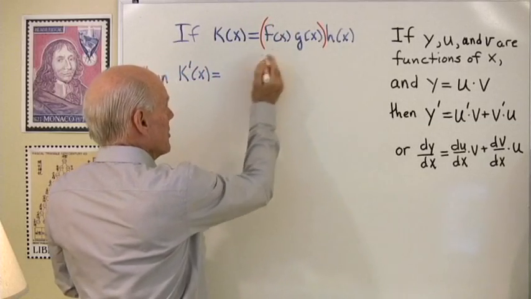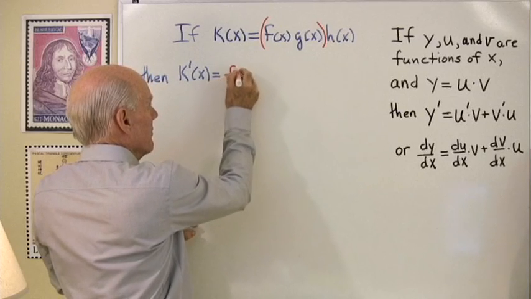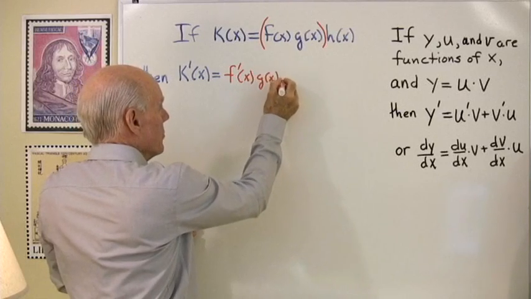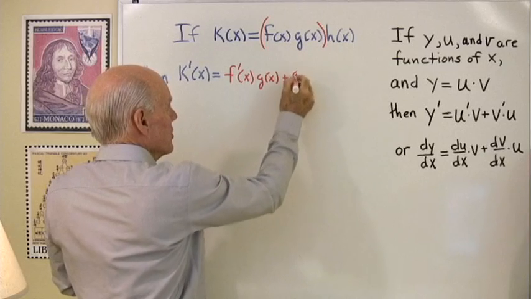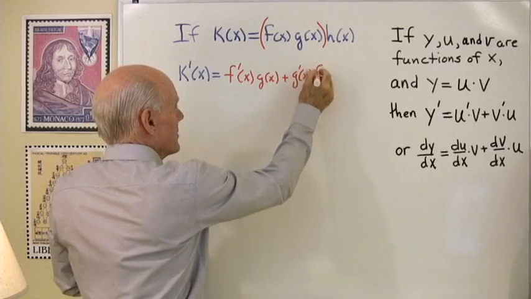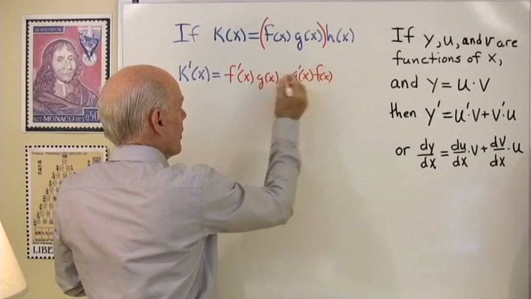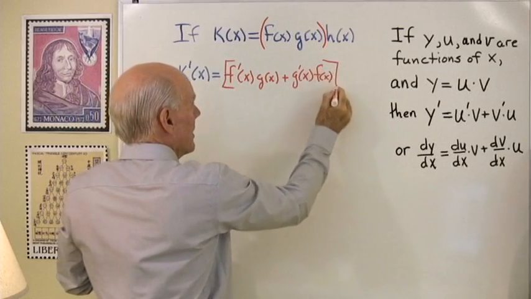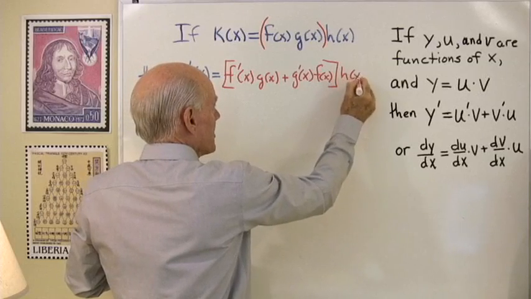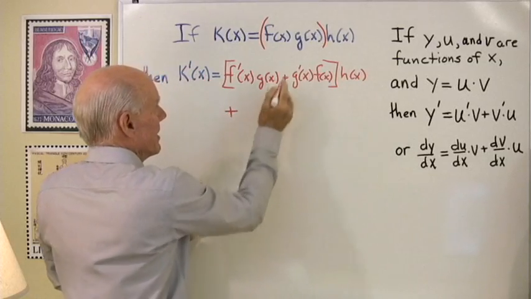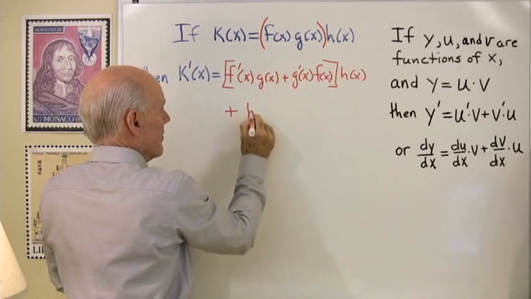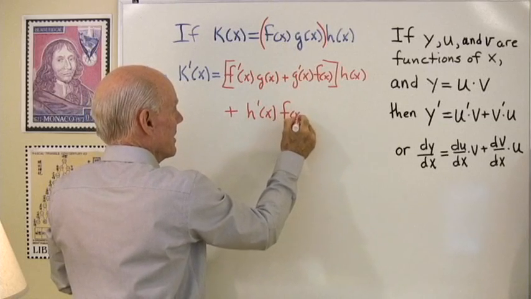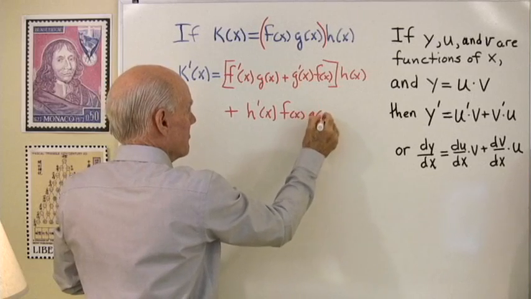So I'm going to differentiate this first, which is going to give me the derivative of the first, f prime of x times g of x, plus the derivative of the second, g prime of x times f of x. So that's this right here. So that's the derivative of the first times the second, h of x, plus the derivative of the second, h prime of x, times the first, f of x, times g of x.